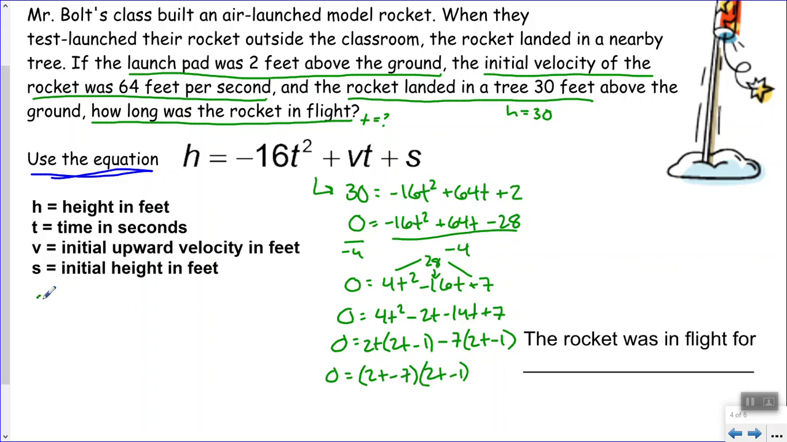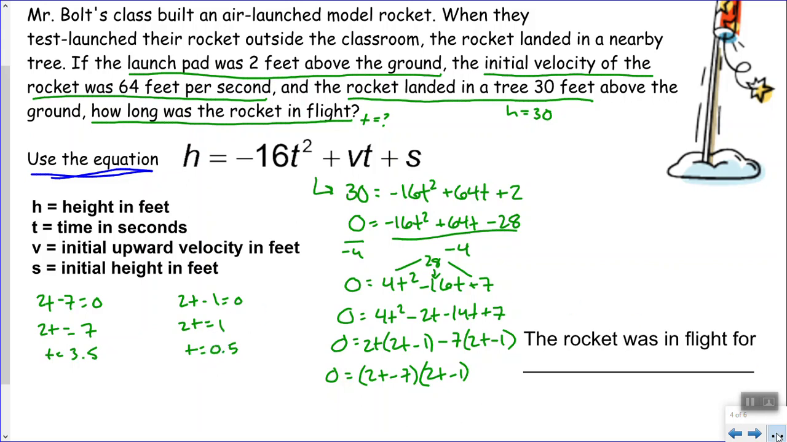So now we can set each one of these factors equal to 0 and see what we get for our possible values of t. Here on the left with our first factor, 2t minus 7, we're going to get t equals 3.5. From our other factor, 2t minus 1, we're going to get t equals 0.5. So now it becomes a matter of how do we know which answer is the one that we want.